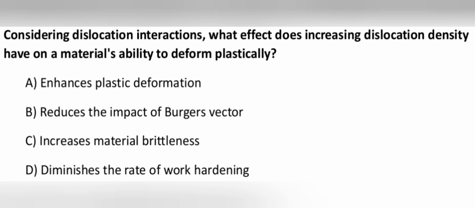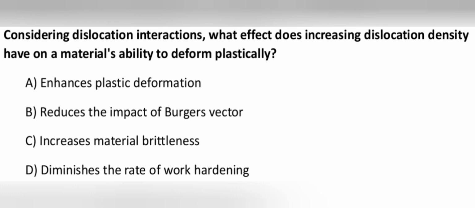Considering the dislocation interaction, what effect does increasing dislocation density have on a material's ability to deform plastically? This question has similar theory to the previous one. The options are: enhance plastic deformation, reduce the impact of Burgers vector, increases material brittleness, and diminishes the rate of work hardening. Before answering, I will explain what dislocation density is. Dislocation density is simply the number of dislocation lines in the unit volume.